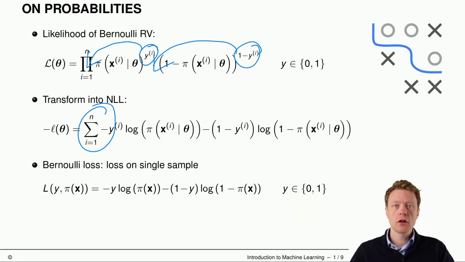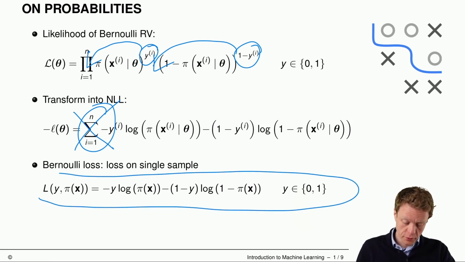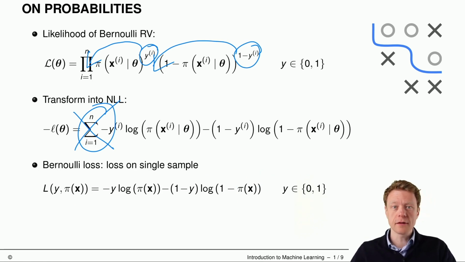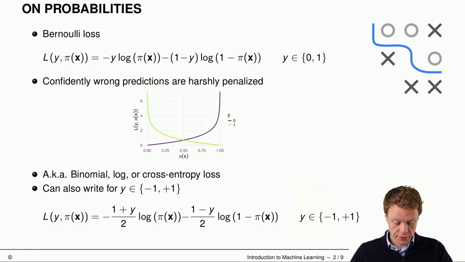And of course this looks a lot like an empirical risk, right? So it's just the sum of the losses over the observations. And if we throw away the sum here, we get the Bernoulli loss, which is the loss for one single sample. That's then just minus y log pi minus 1 minus y log 1 minus pi. And here we dropped the conditioning on theta just for convenience. But of course, if that's a model parameterized by theta, then we can write given theta again. Okay, so that's the Bernoulli loss.